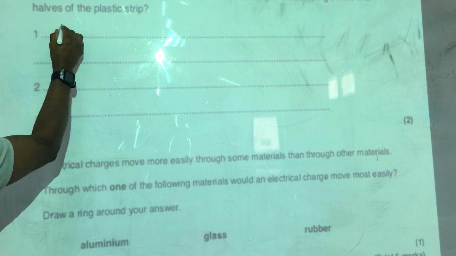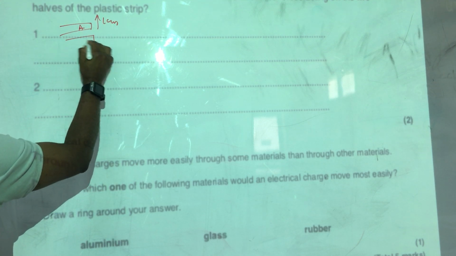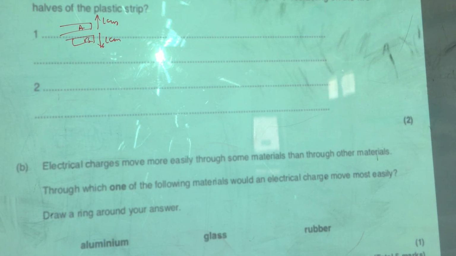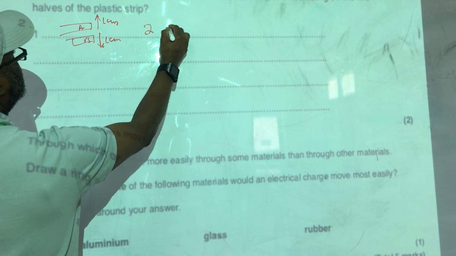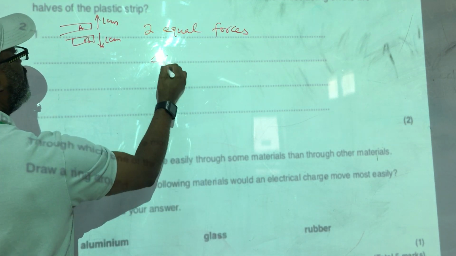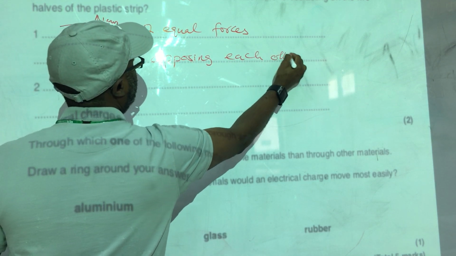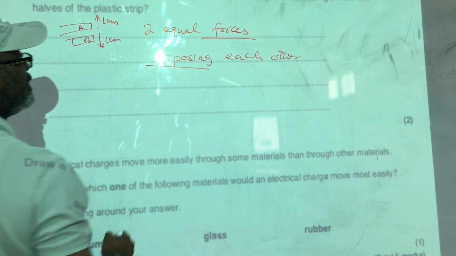It means we have one moving, that is A, moving up 1 centimeter, and the other B will move down 1 centimeter. So they have equal forces. So the conclusion will be there are two equal forces opposing each other. Now, the idea of two equal forces is one mark, opposing each other is another.